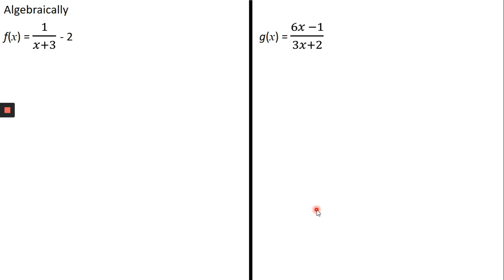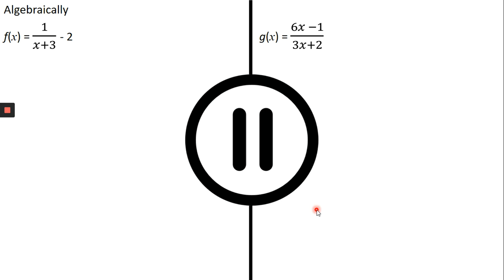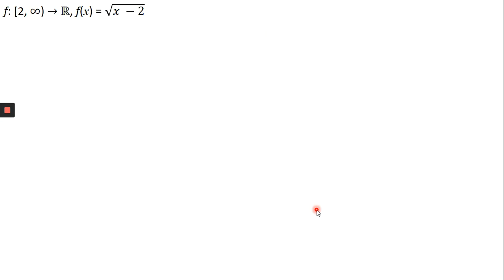Algebraically, okay, well, I've just invented a new button, a new icon. So this is the pause button. So you need to pause this now and do the question. So pause it now. All right, I hope you started it again now.